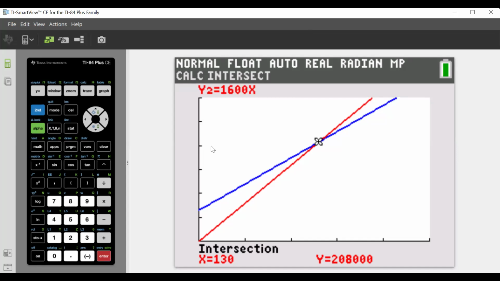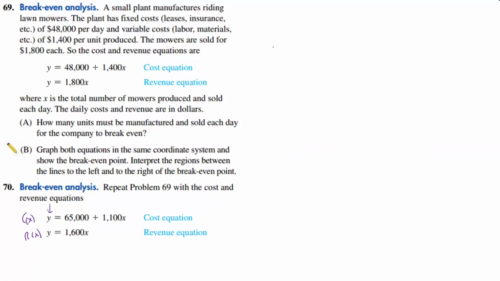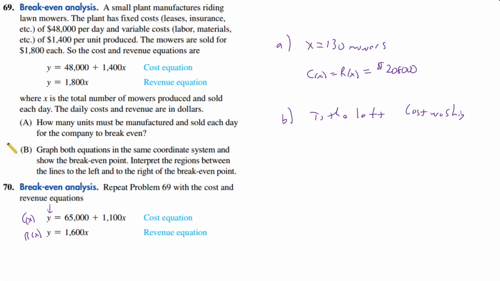So now let's go back over here. Part A is asking for how many units must be manufactured. So X has to be 130 mowers. And then our C of X, our cost, is equal to our R of X, which is our revenue, and that was equal to $208,000. And for B, to the left of this break-even point, the cost was higher, and to the right, the revenue was higher.